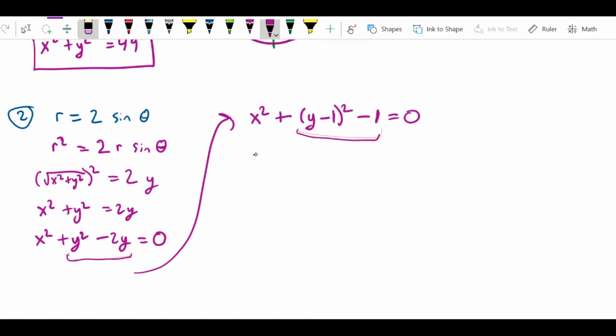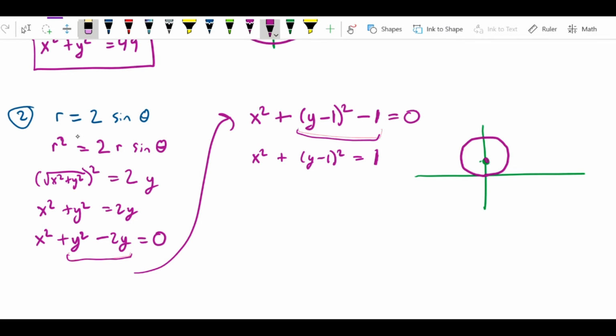Okay, so this gives me x squared plus y minus 1 squared is equal to 1. This is, in fact, a circle. This is the circle whose center is (0, 1), and it has a radius of 1. So I'm looking at actually this circle.